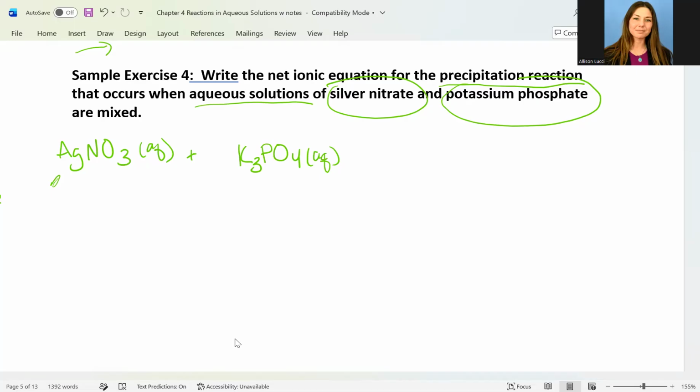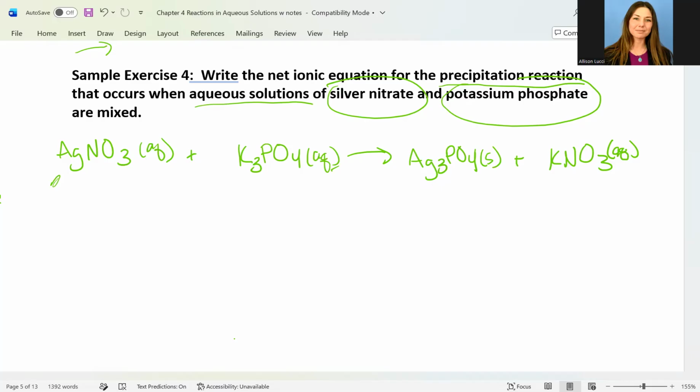And then when we mix those solutions together, on the product side, we have two potential products. First would be Ag3PO4, silver phosphate, and then we're also going to produce potassium nitrate. We're told it's a precipitation reaction, and if you recall, nitrates will always be aqueous in solution, there are no exceptions. So I know that my silver phosphate must be my precipitate. So now we're going to need to balance.